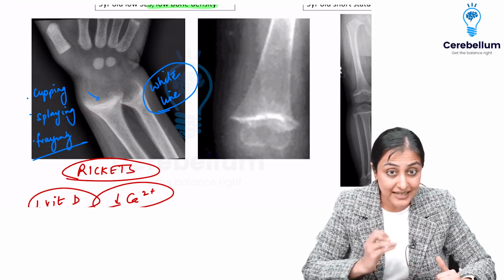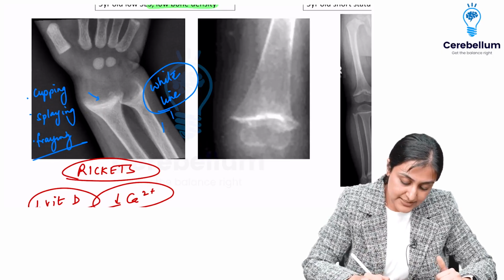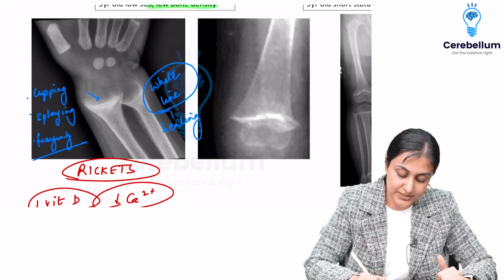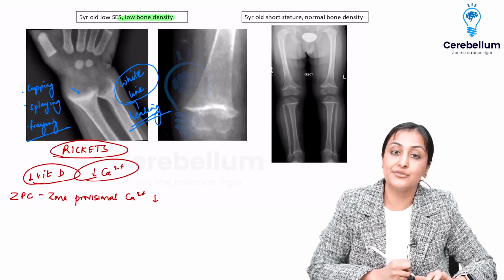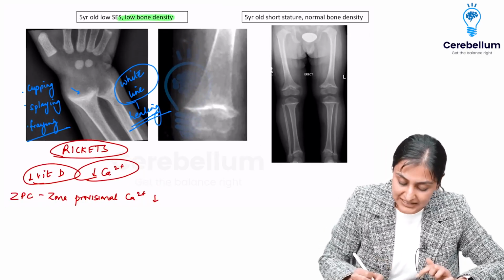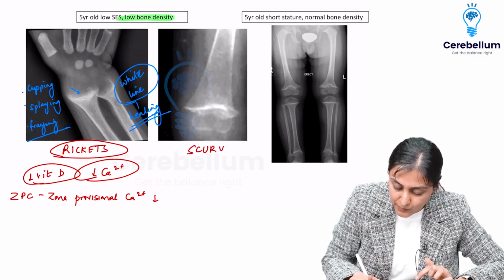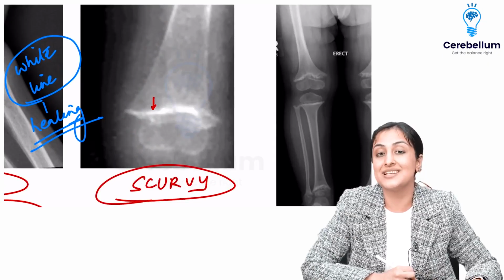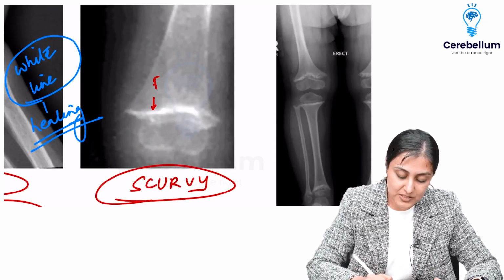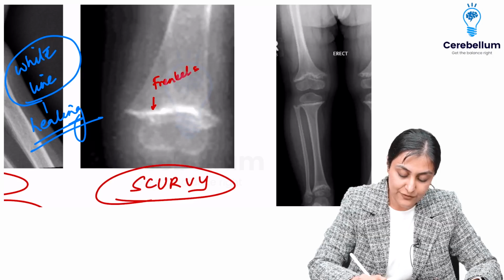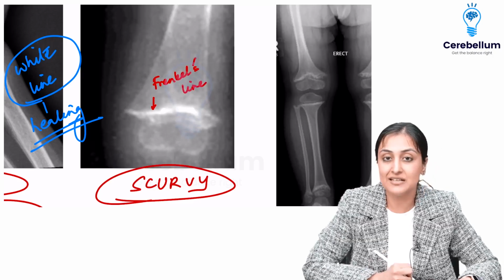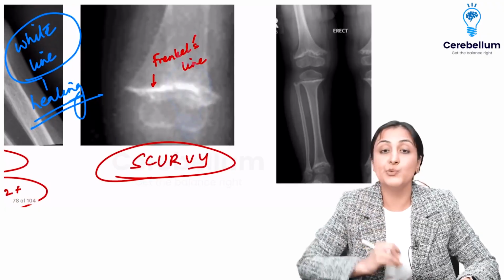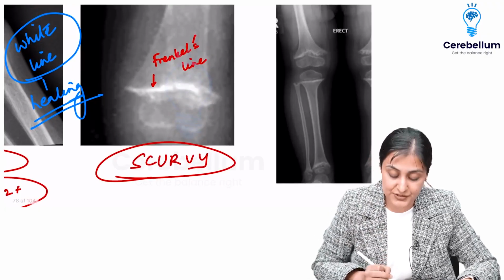So the white irregular line is what is seen in healing rickets, right? So that is the sign of healing rickets. But in scurvy, we also have a smooth metaphyseal line. The smooth metaphyseal line is what we call Frankel's line. So this white line of Frankel with a smooth metaphysis is the hallmark of scurvy.